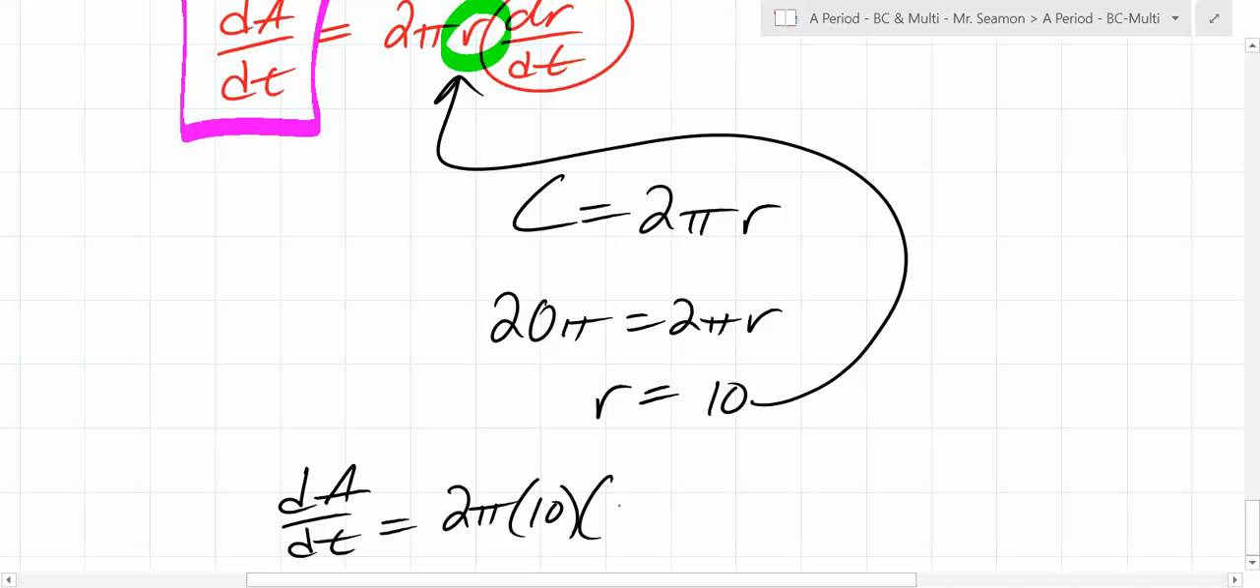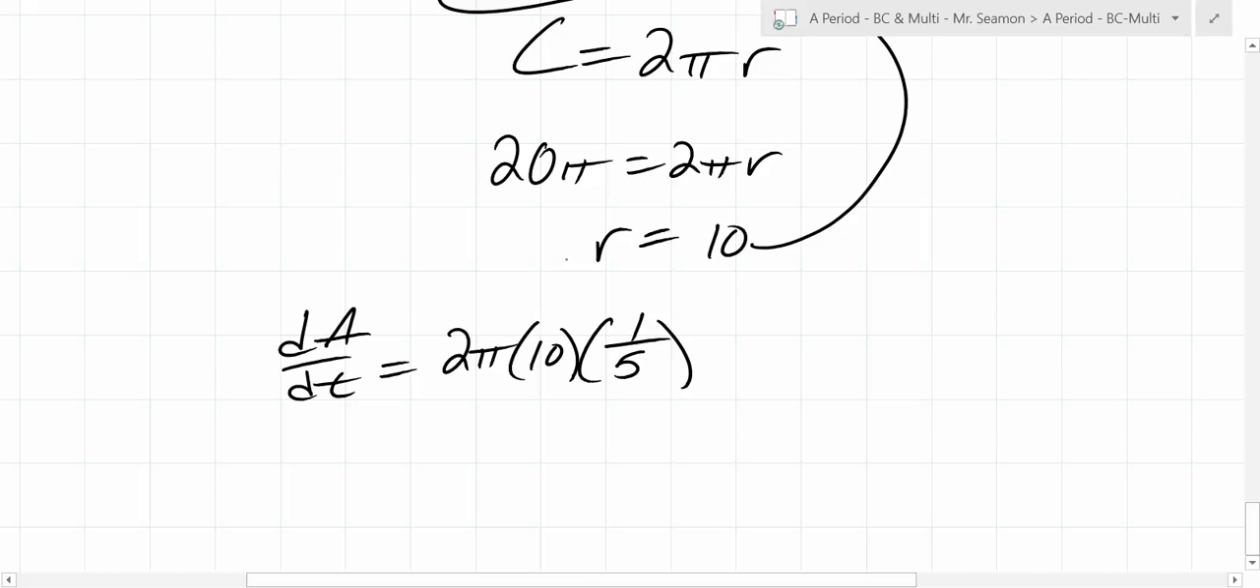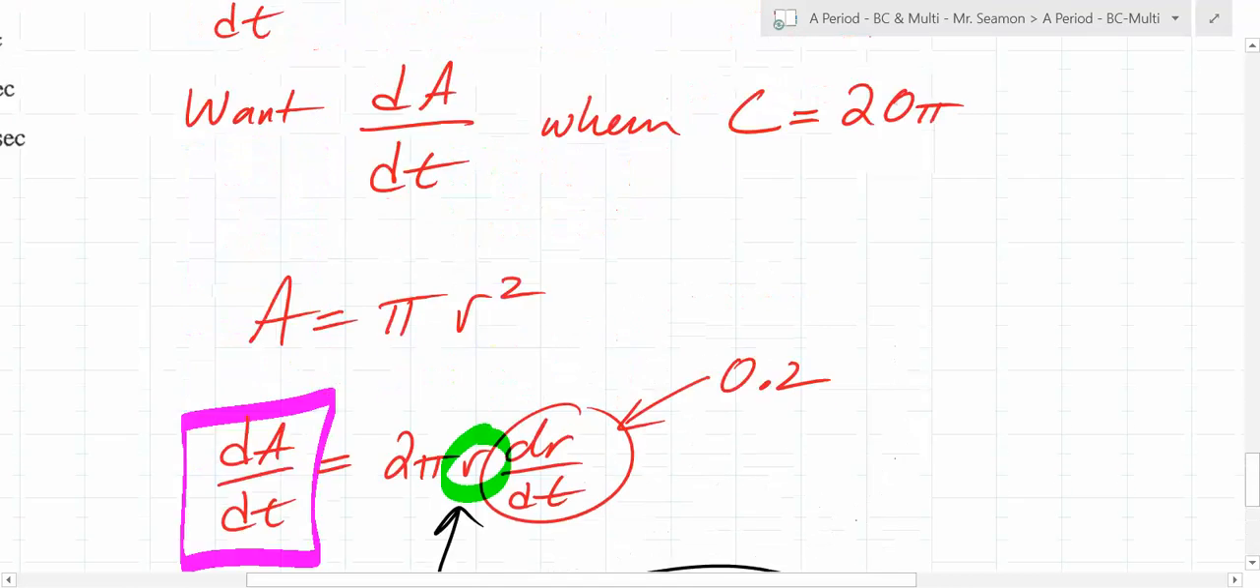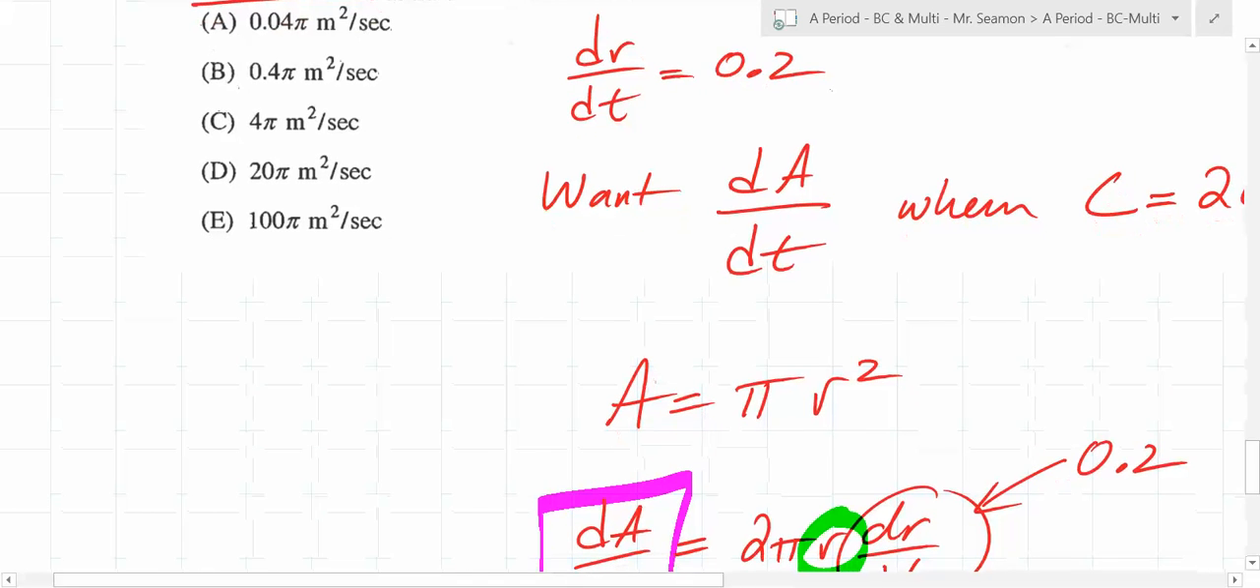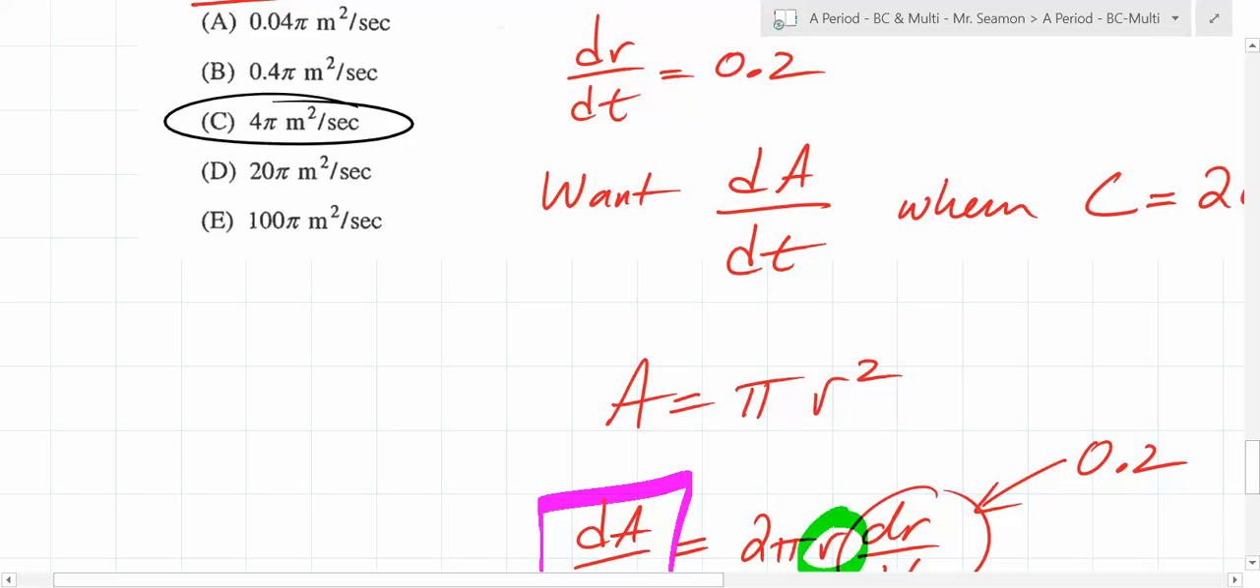And dr dt is what? 0.2, which is 1/5, right? So this goes away, becomes a 2. So what are you left with? dA dt is equal to what? 4 pi. Now, this is where we get to check the truth. Did we end up with an answer that's actually up there? We did. C is the answer.